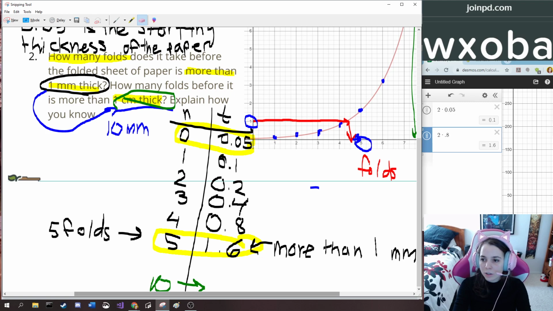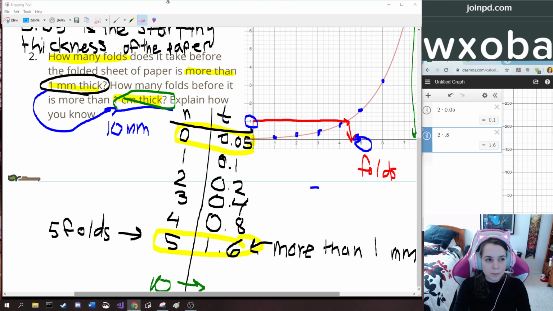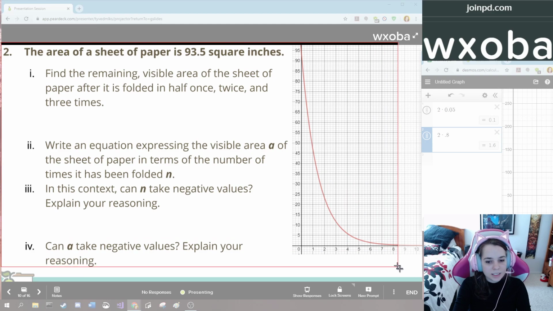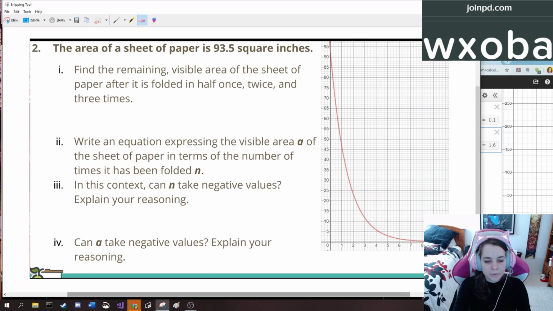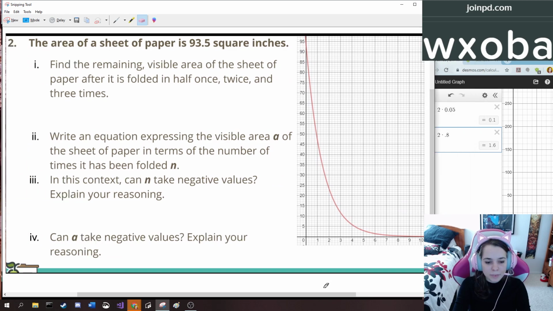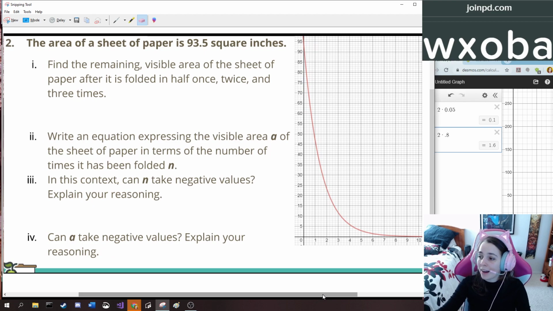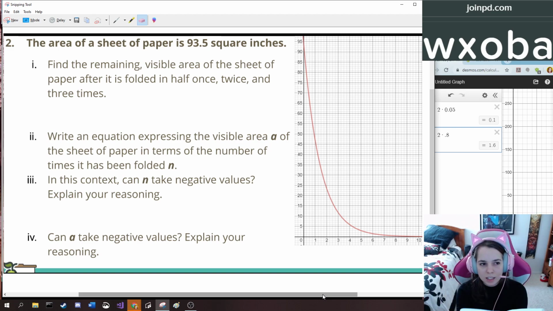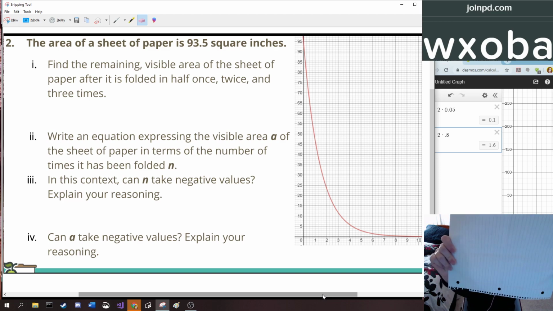All right. So, here's another problem for you to practice that is somewhat similar. Instead of the thickness of the paper, so we're still folding papers for this problem. However, instead of thickness, we're talking about area. Okay? So, let's say the area of a sheet of paper is 93.5 square inches. Okay, so this whole thing is 93.5 square inches.